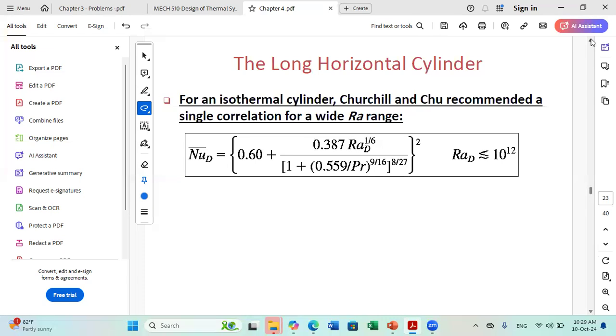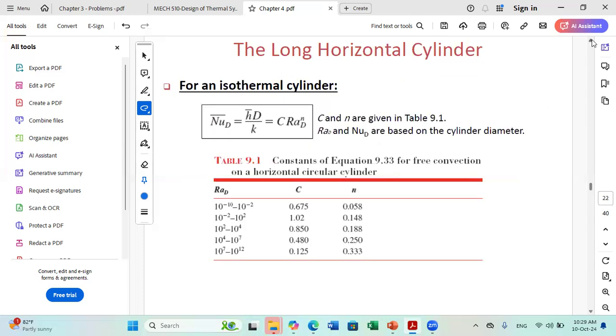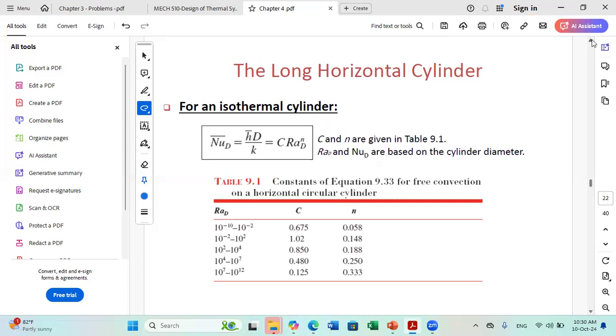So this is the formula for an isothermal cylinder. Churchill and Chu recommended a single correlation that is applicable for a wide range of Rayleigh numbers. So, we can use this relation, or we can use a more specific one. We should look if we have other relations. We have other relations. So always, if you find a specific relation, try to use it because it will give you better accuracy.